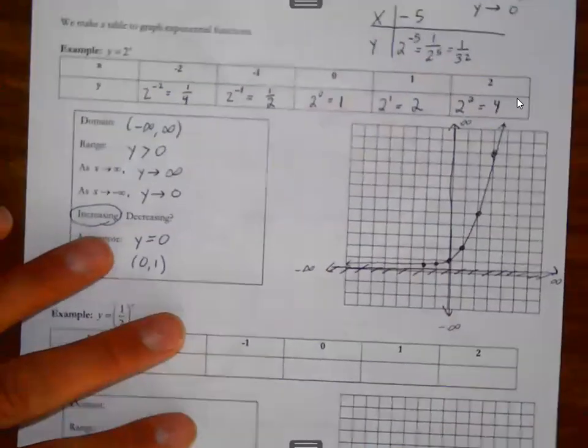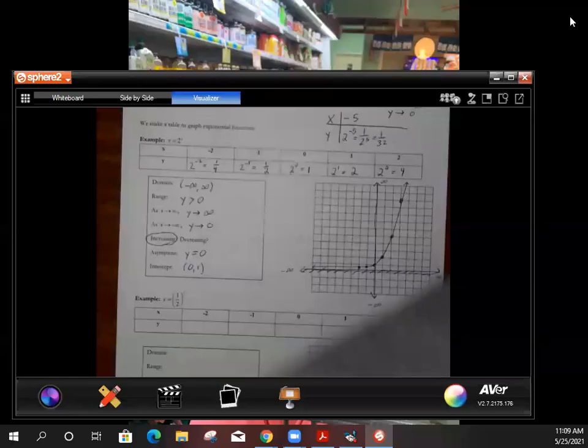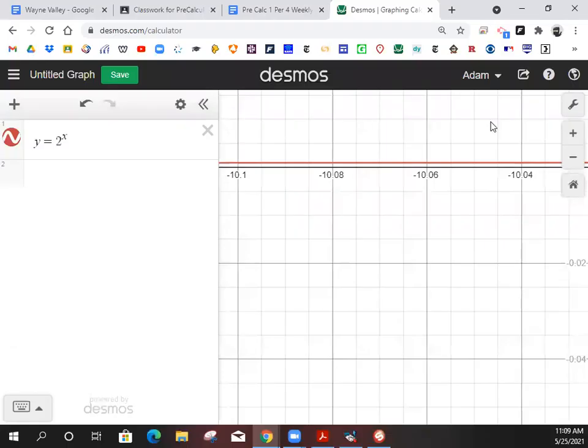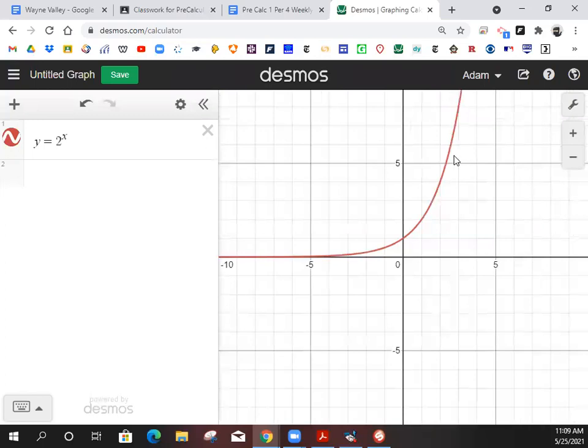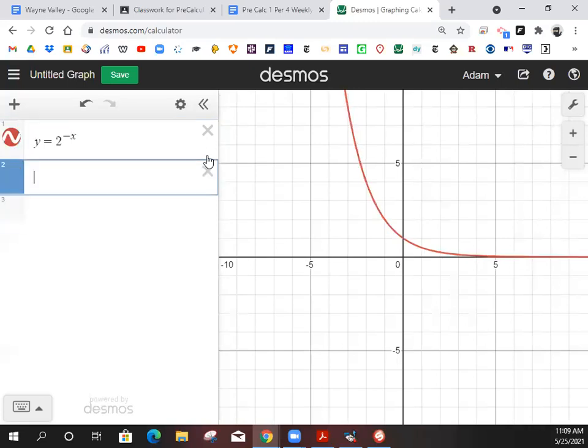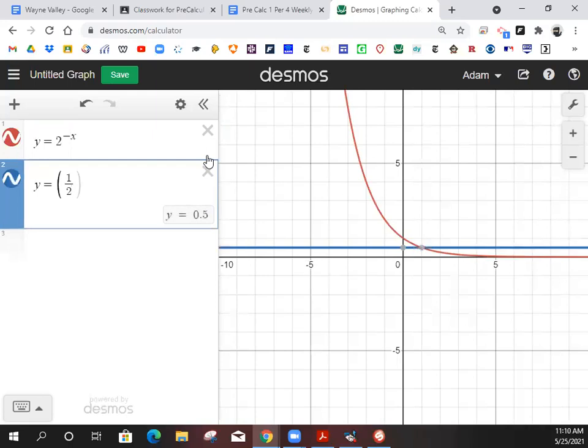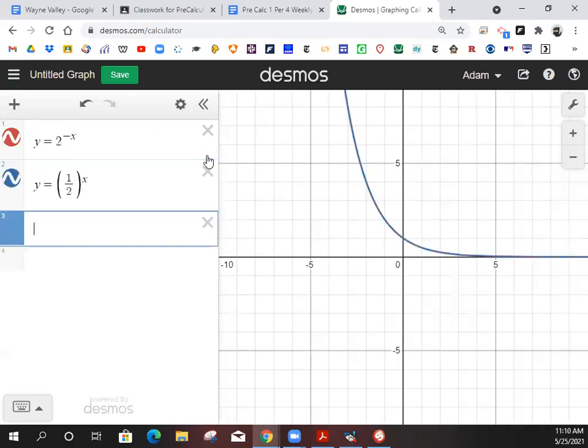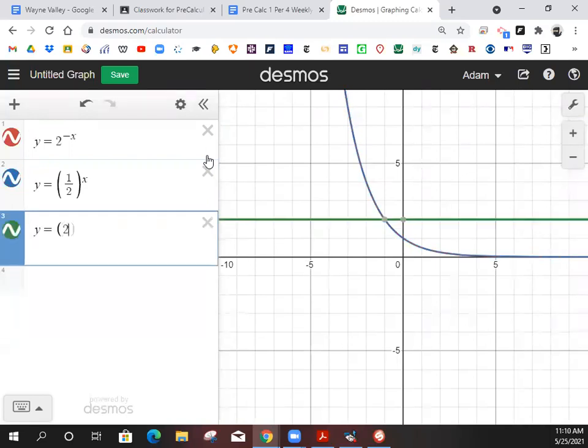Now 2 and 1/2 are pretty close to each other, especially with exponents, because 2 to the negative first power is 1/2. So if I just change this exponent to a negative x, that's the same thing as y equals 1/2 to the x. Because if you apply that negative just to the 2, it becomes 2 to the negative first power, which is just 1/2.